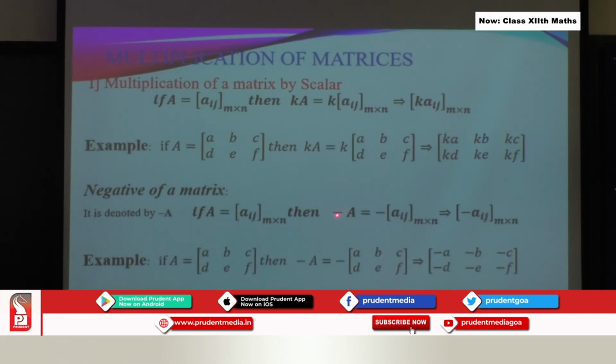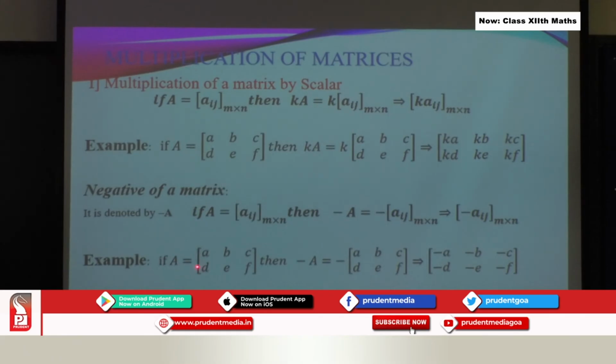So negative 1 you place in place of K, and just as you multiply this K inside the matrix, in the same way this negative 1 will multiply each element inside the matrix. Again the order can be of any form. It can be 2 by 3, it can be 3 by 2, it can be a square matrix, a column matrix, any matrix.